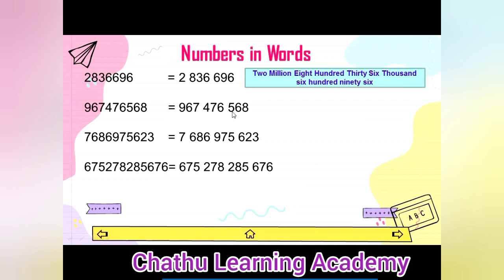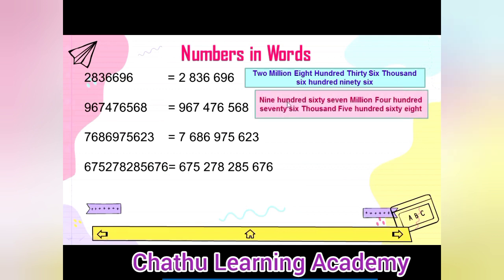Look at the second one. Here you can identify 3 groups. This is the first part. We call this group unit zone. The second group, thousand zone. And the third group is in millions zone. So, how can we read this number? 967,476,568. Here this is the method.